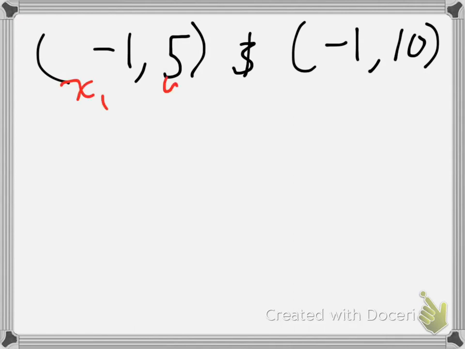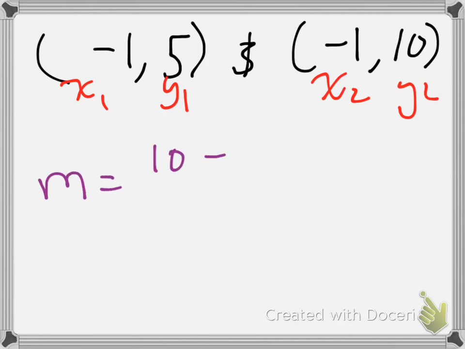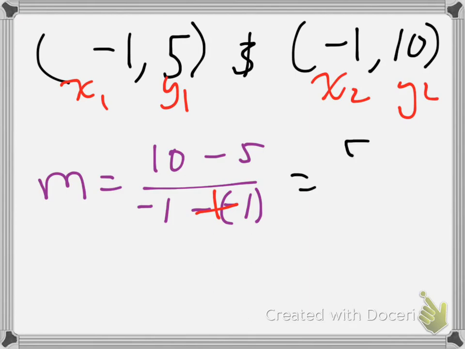x1, y1, x2, y2. Do the math. We get m equals 10 minus 5 divided by negative 1 minus negative 1. Remember that add the opposite here. We add. We're going to do the math. We get 5 divided by negative 1 plus 1. If you owe me $1, pay me $1. We're even. You owe me nothing.